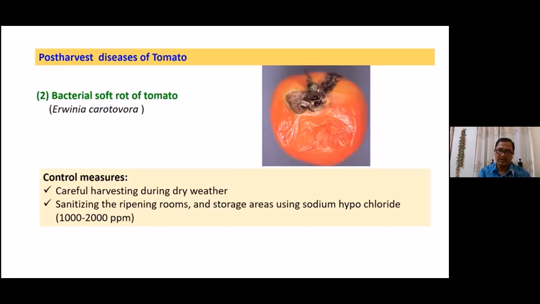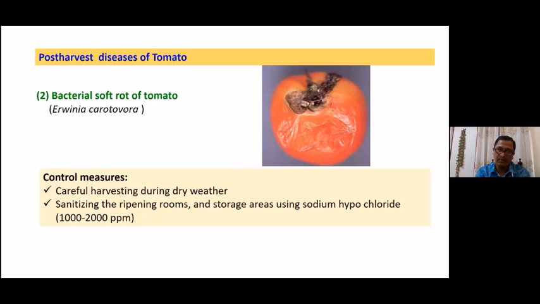Sanitize the ripening room. Similarly, as before, the ripening room, storeroom, as well as other equipment and harvesting equipment need to be sanitized using sodium hypochlorite. That will help to eliminate this disease. In the case of manual harvesting, our hands also need to be sanitized with sodium hypochlorite. So that will help to eliminate this disease.